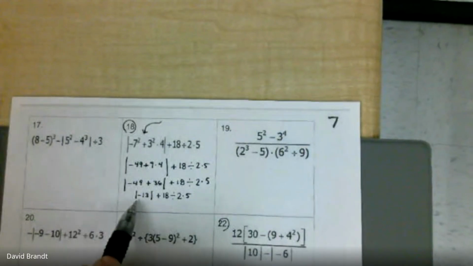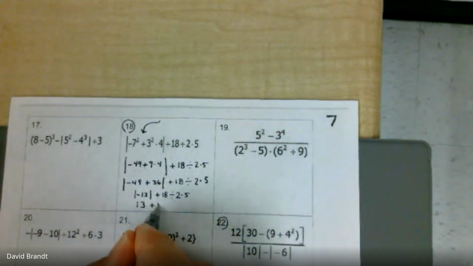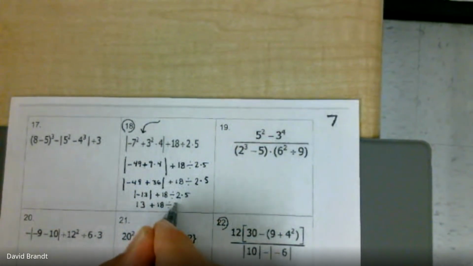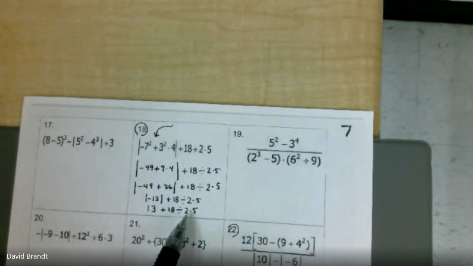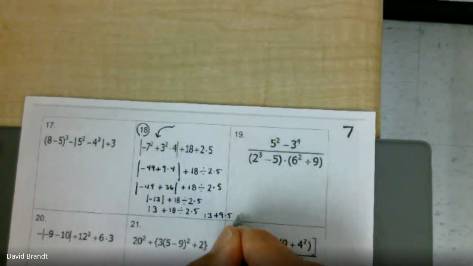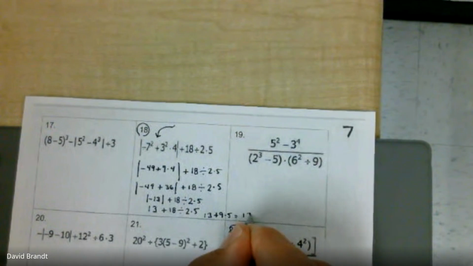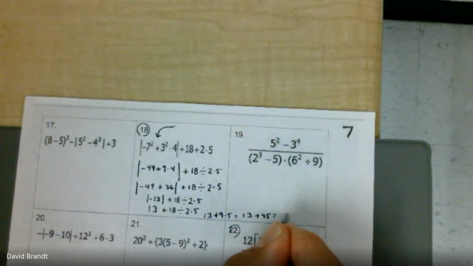Finally, I'm ready to take the absolute value. The absolute value of -13 is 13. 13 plus 18 divided by 2 times 5. Now remember, multiplication and division. Multiplication does not always necessarily come first. When you have multiplication and division, it's just left to right. So 18 divided by 2 is 9. I'm running out of room. 13 plus 9, then times 5. 9 times 5 is 45. So 13 plus 45 is 58.